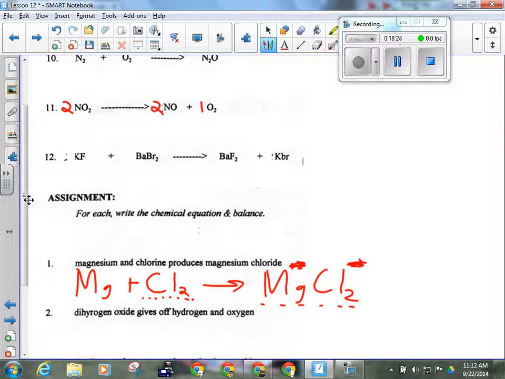KF and BaBr2, okay. All right, so we've got potassium fluoride reacting with barium bromide to produce barium fluoride, and this should be a capital B. I don't know why it's small. Okay, KBr. So what kind of reaction is that, first off? 2 ionic compounds.